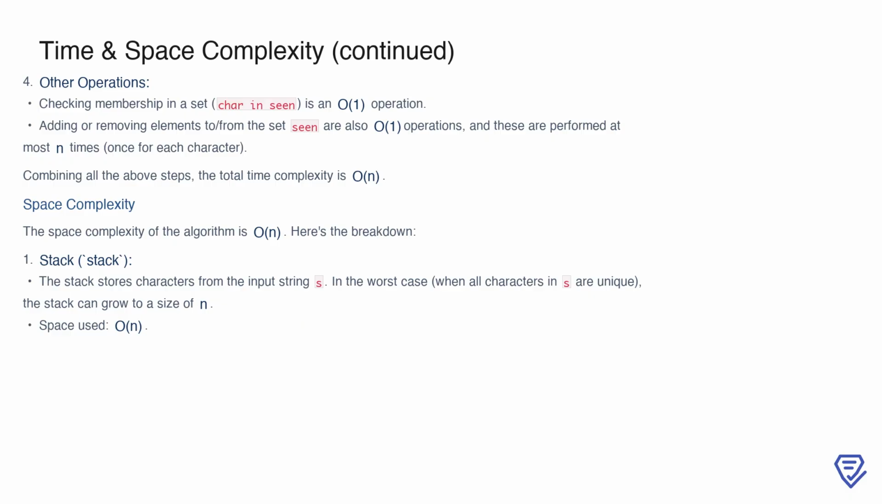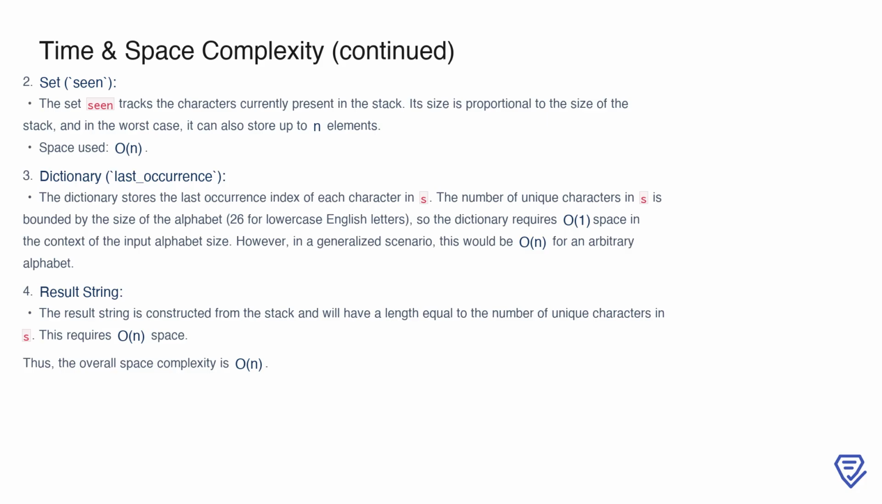For space complexity, the algorithm primarily uses three data structures: the stack, the set, and the dictionary. The stack stores characters from the input string, and in the worst case, where all characters are unique, the stack will grow to a size of n. Therefore, the stack requires O(n) space. Additionally, the set seen is used to track the characters currently present in the stack. Its size is directly proportional to the size of the stack, so in the worst case, it can also store up to n elements. This means the space used by the set is O(n).